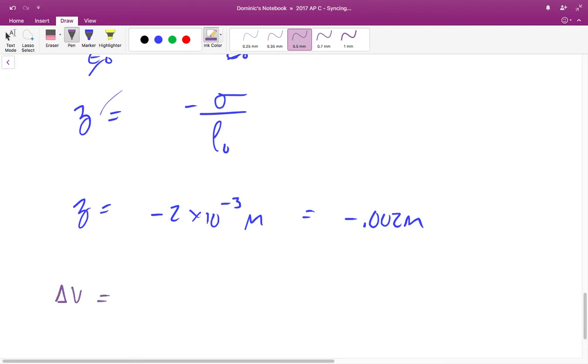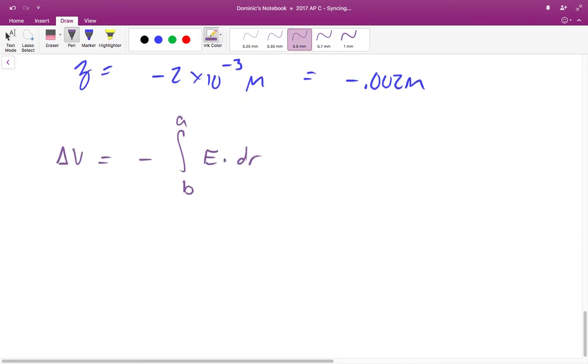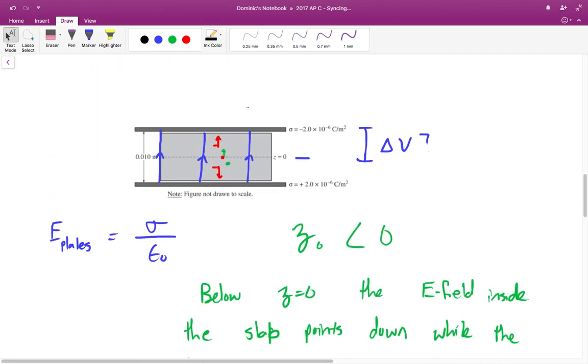For delta V, we have the negative integral from point B to point A of E dot dr. We are going from 0 to the top of our plate. I'll call that Z top and plug that in later. Z top is half of the total distance, so that would be 0.005 meter.